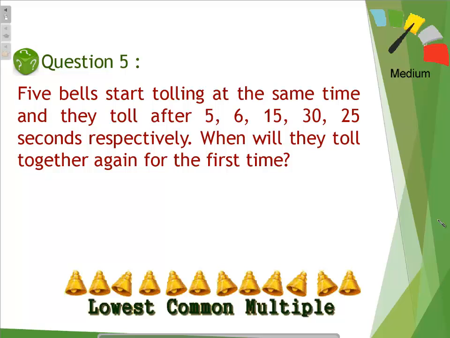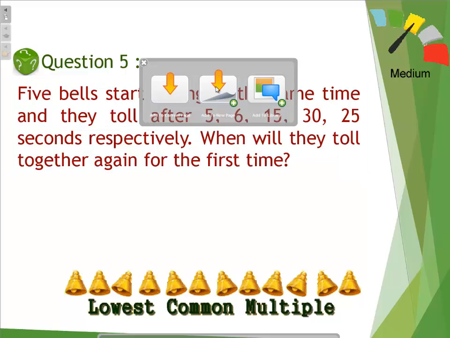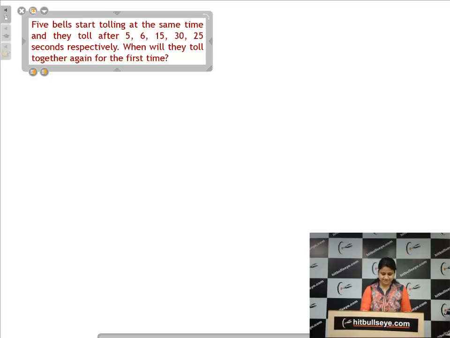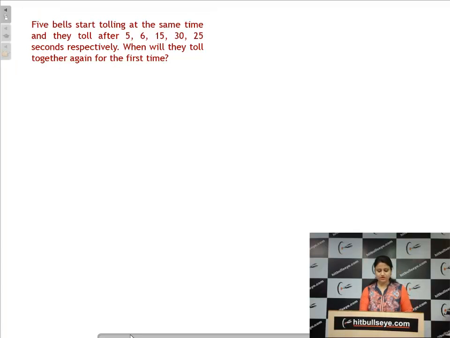Now let us see the next question, a nice question based on least common multiple. First of all, again we will understand the meaning of this question. See, it says 5 bells start tolling at the same time and they toll after 5, 6, 15, 30, 25 seconds respectively. When will they toll together again for the first time? Again, we will understand the meaning of this question.